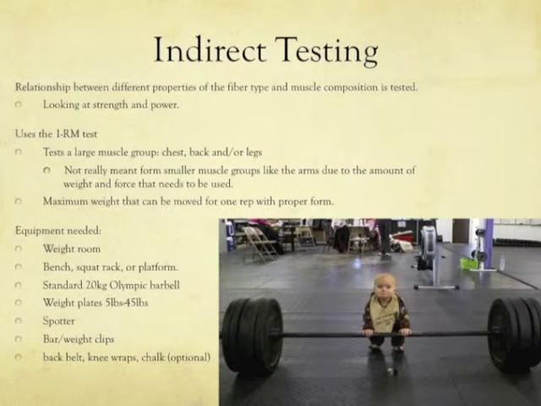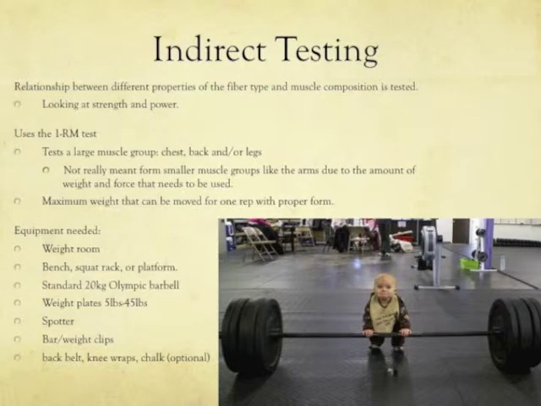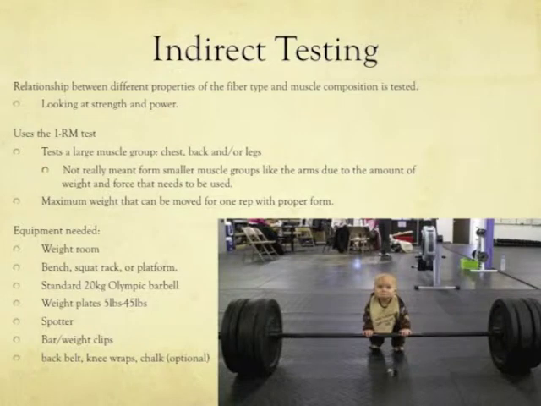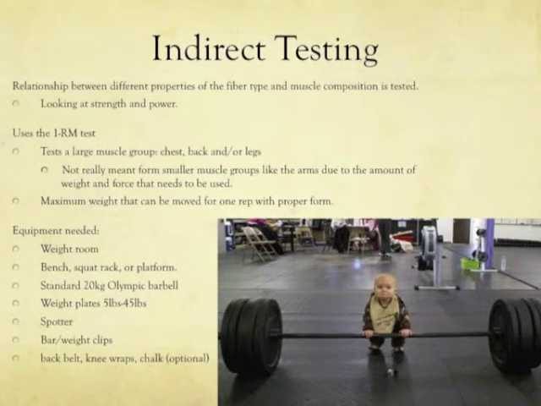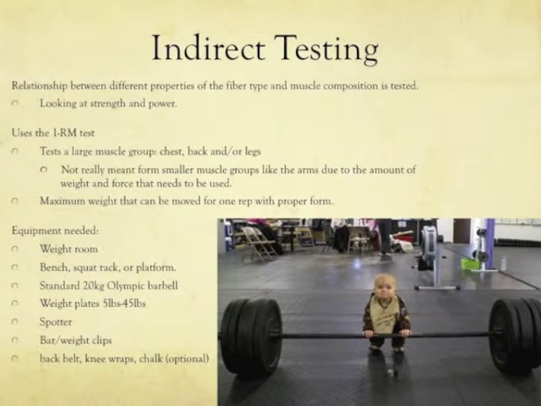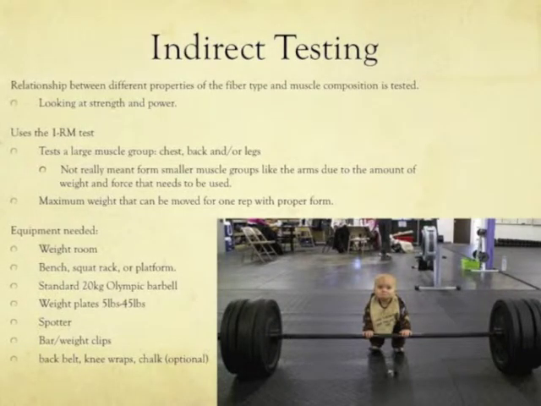The type of exercises that will be used in this indirect testing are usually the bench press, the squat, and the deadlift. The platform is for the deadlift. Again, proper form must be advised in these workouts because of the amount of intensity and power that needs to be used, and it can get pretty dangerous for the subject.